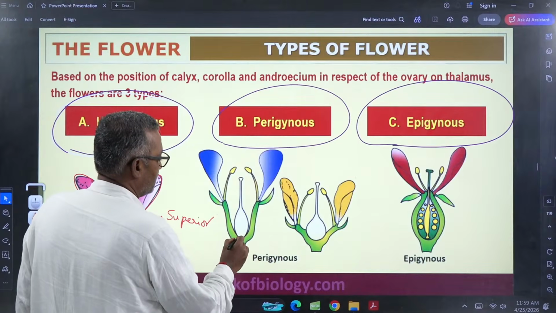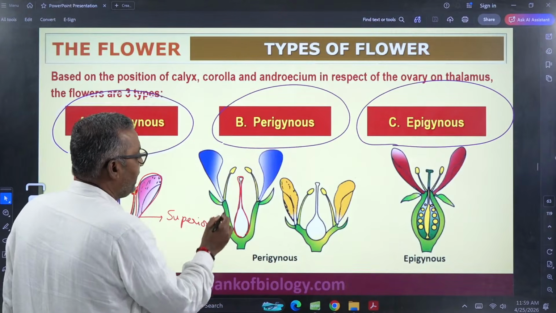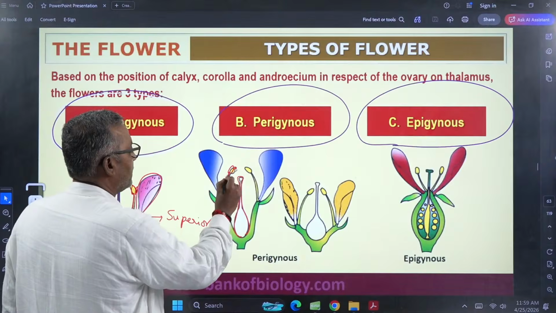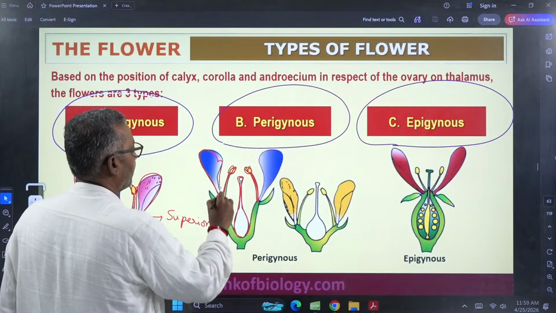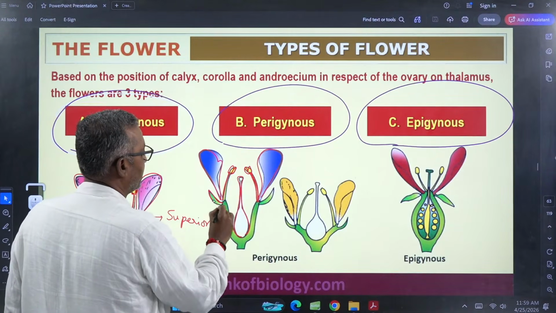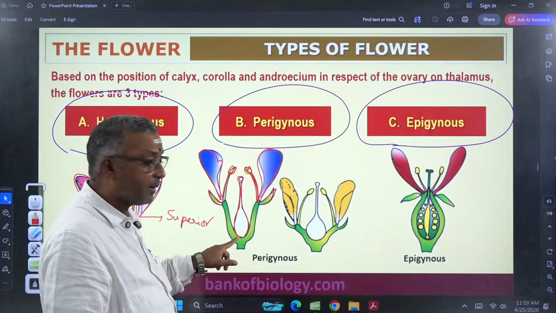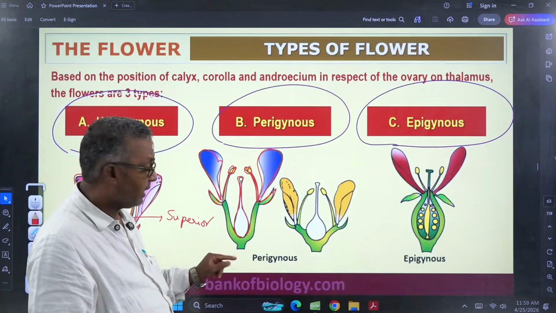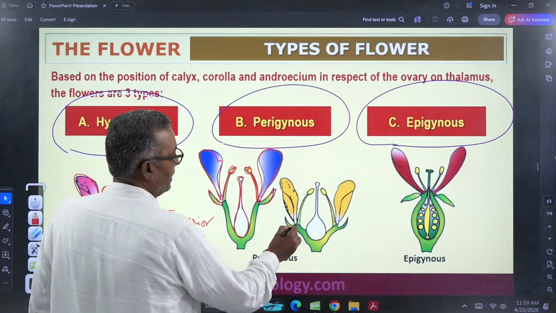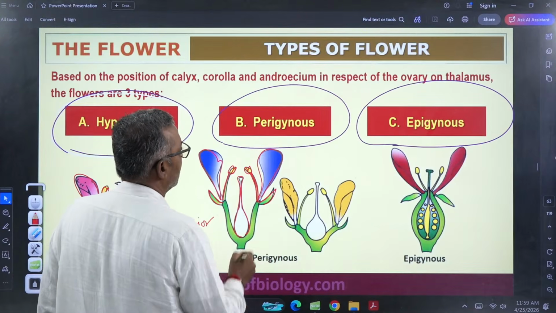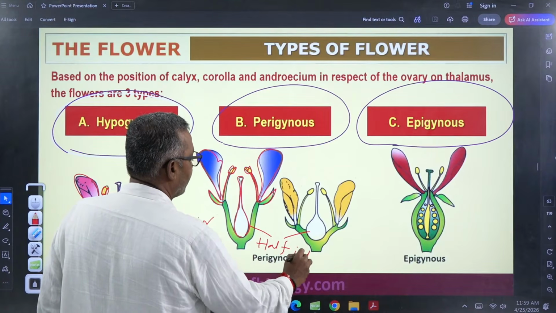Look at here. So, ovary is present in the center of the thalamus. The remaining floral parts are originating from the margin of the thalamus. That means here the remaining floral parts are not coming below the level of ovary or above the level of ovary. So, this diagram is clearer here. Now, this kind of ovary position is called half inferior. What is it called? Half inferior.